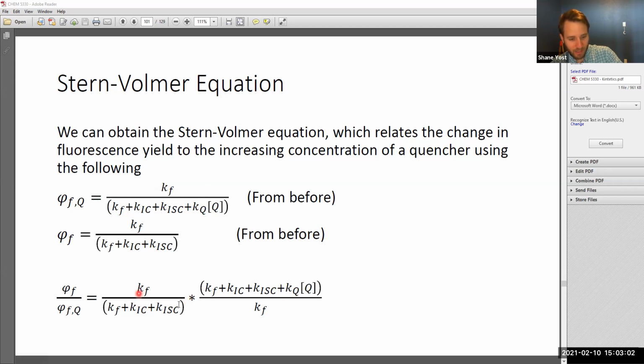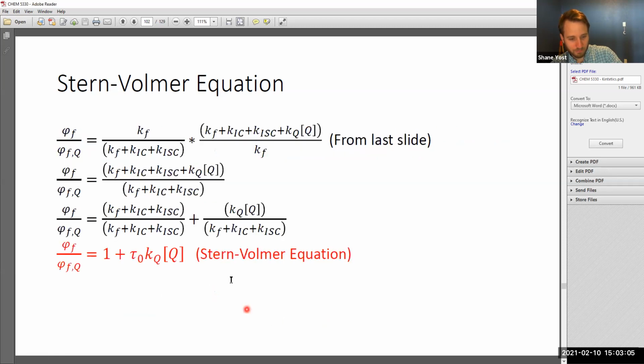And we see here the KFs cancel. In this term, I can separate the numerator into this, which is the same thing on top and bottom, so that just simplifies down to 1. And then KQ times Q divided by this term here, which happens to just equal the native lifetime.